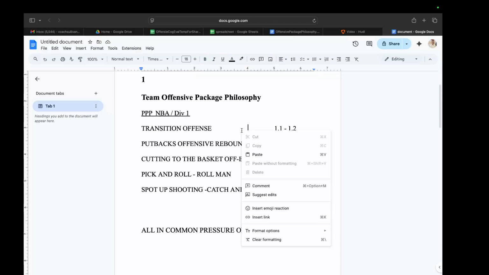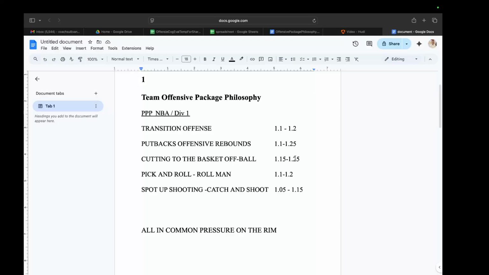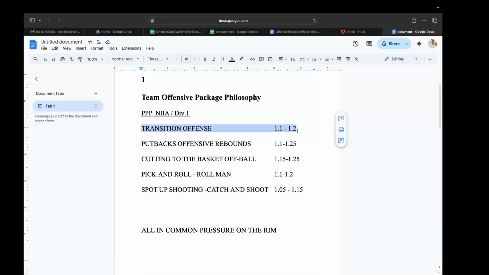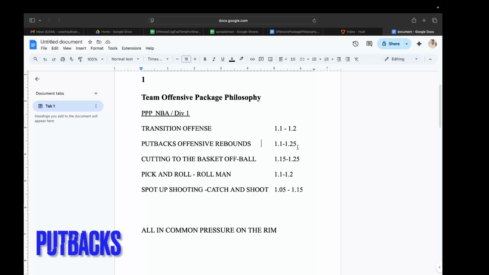Let's take a look at some of these higher level PPP values. They're the top tier. When you look at an offense, your transition offense is one of the highest at 1.1, 1.2. And why is that? Because transition's tough, right? On defense, you're pushing the ball. There's a lot of lanes open. Defense isn't set. Guys are not loading to certain sides, helping on defense. It's an energy play. You push the ball, get up the court, get it to the rim as quick as possible. Putbacks, offensive rebounds, 1.1, 1.25.